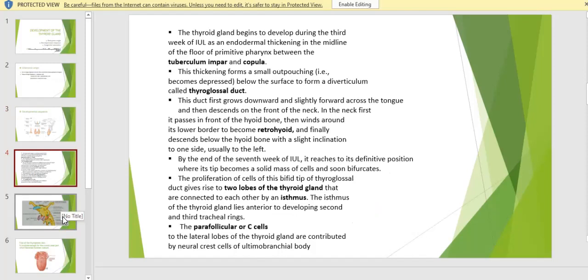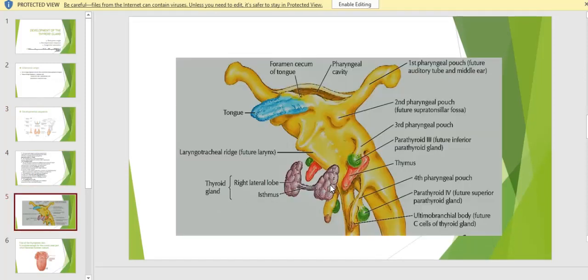Maybe this diagram will help you. You see, this is the developing larynx. So the thyroid gland is here. You can see it is ventral to it. It originated from here. So in this diagram, the thyroglossal duct has been obliterated. Then here, from here, the ultimobranchial body.